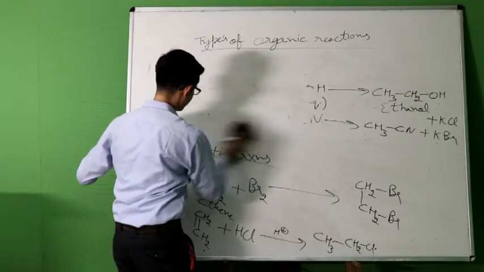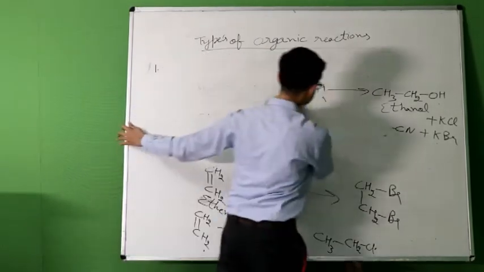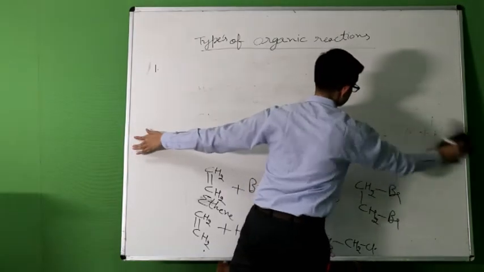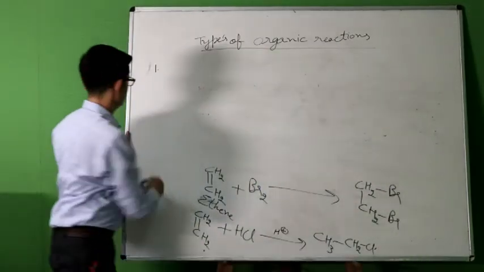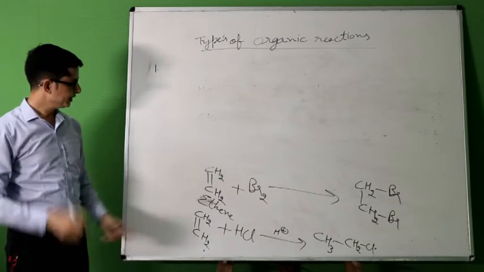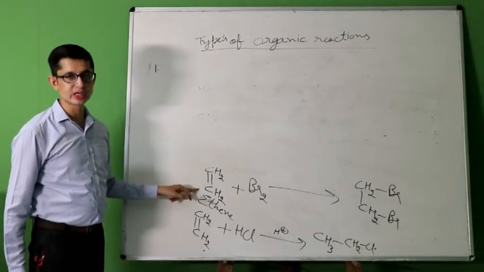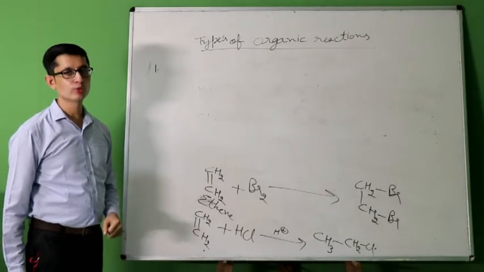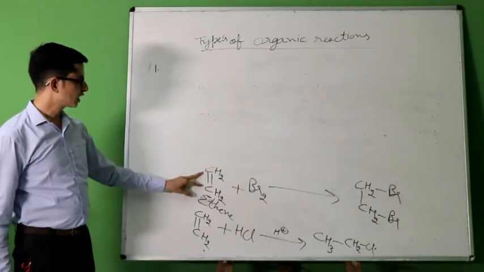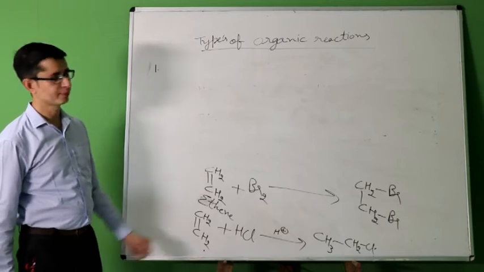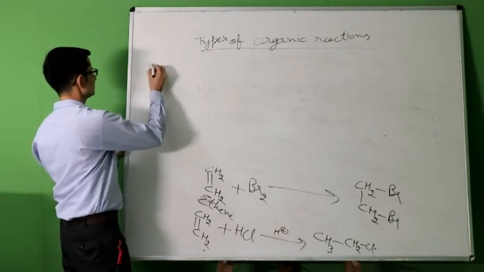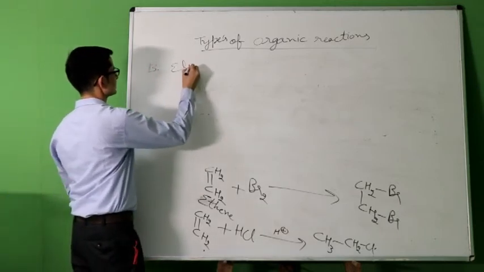So the third type of reaction is elimination reactions. Normally in addition reactions, one of the reactants must be a double bond or triple bond molecule. So the carbon-carbon bond must contain either a double bond or a triple bond. Next, the third one is elimination reactions.